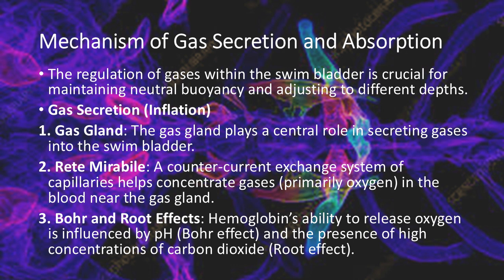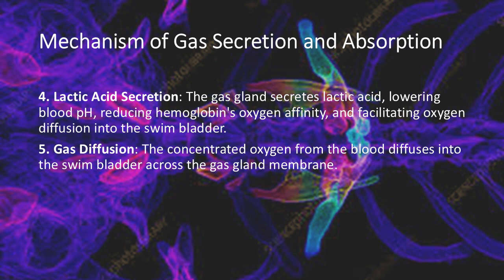Gas secretion, inflation. 1. Gas gland. The gas gland plays a central role in secreting gases into the swim bladder. 2. Rete mirabile. A countercurrent exchange system of capillaries helps concentrate gases, primarily oxygen, in the blood near the gas gland. 3. Bohr and Root effects. Hemoglobin's ability to release oxygen is influenced by pH, Bohr effect, and the presence of high concentrations of carbon dioxide, Root effect.